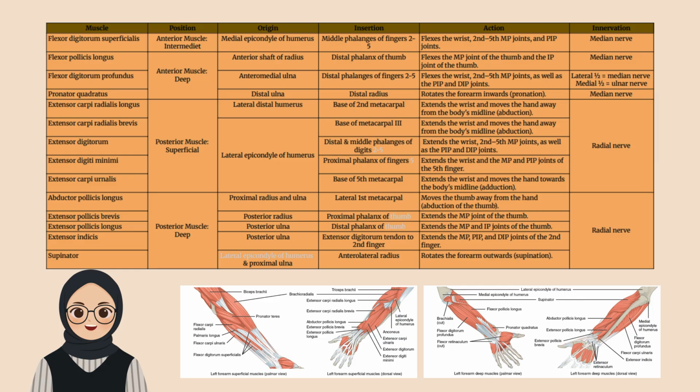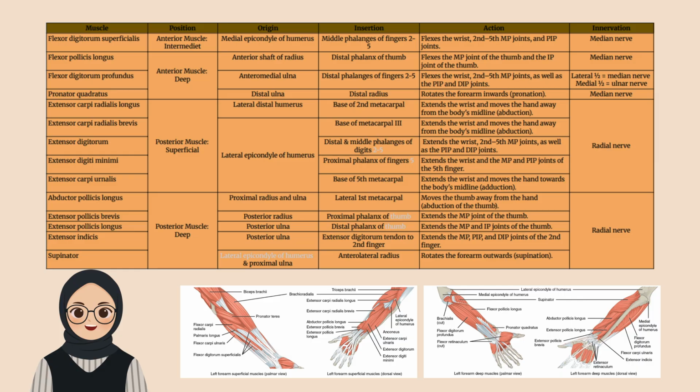Okay, next, flexor digitorum profundus. The position is anterior muscle, deep. The origin is anteromedial ulna. The insertion is distal phalanx of fingers 2 to 5. The action is flex the wrist, second to 5th MP joints as well as the PIP and DIP joints, and the innervation is lateral median nerve and medial ulnar nerve.